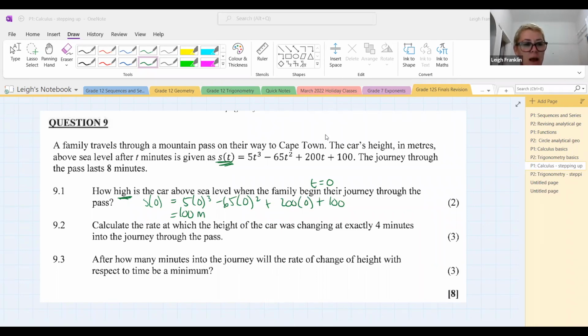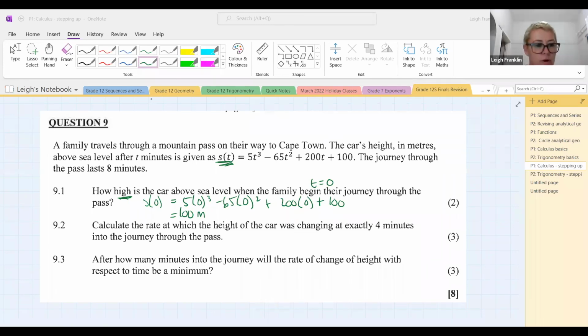9.2. Calculate the rate at which the height of the car was changing. So now we're talking about a rate of change. The height of the car was changing at exactly 4 minutes into the journey through the pass. So which derivative do you think they're referring to here? First derivative, exactly. So we need the first derivative, don't we?